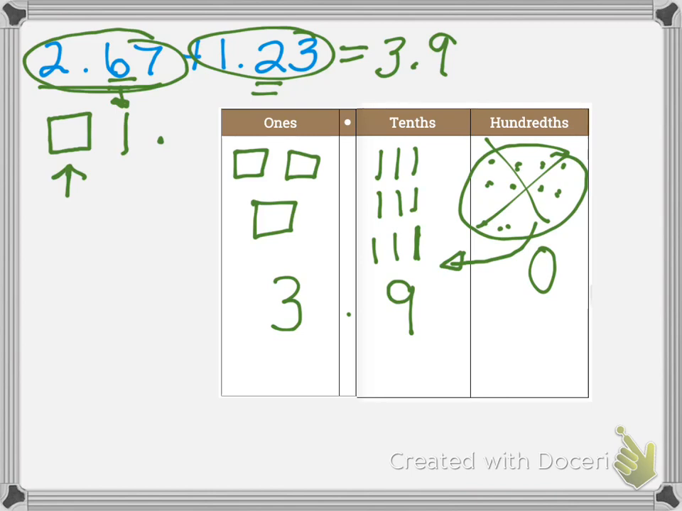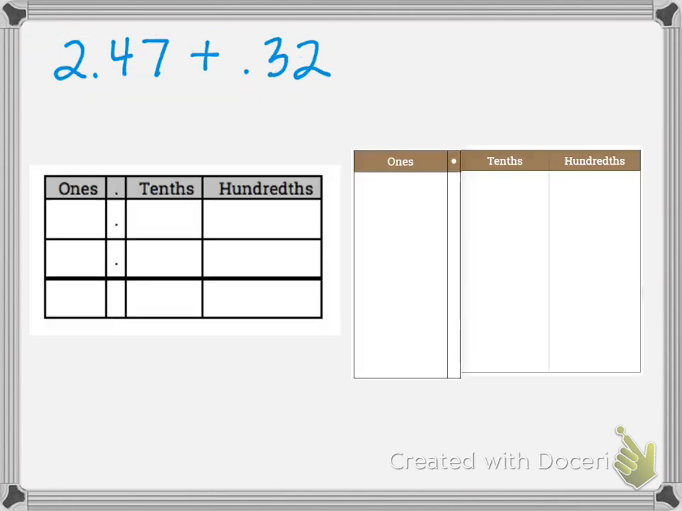Let's go ahead and try another one. So we have 2 and 47 hundredths plus 32 hundredths. So first we're going to use our place value mat, and then we'll move it to our place value chart. So on the place value mat is where we draw our ones, our tenths, and our hundredths. So this is our ones, this is our tenths, and this is our hundredths.